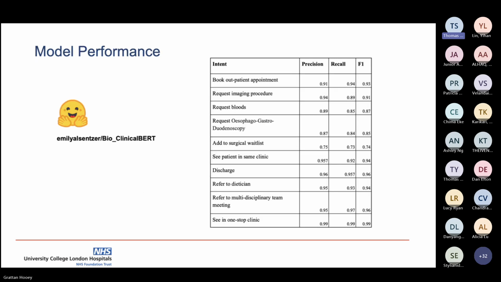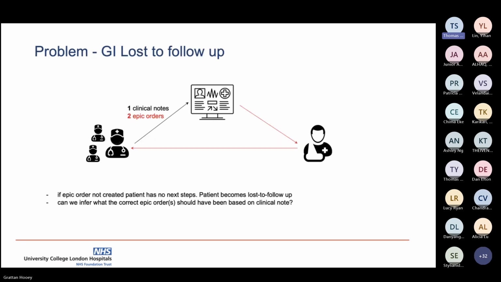So what we've developed is an NLP model which sits in between that step, and it's constantly scanning the notes to figure out if the clinician has intended to do anything, and if it's intended to do something, we make a check against the hospital record to see if that order was created or not. If there's a disparity, we can raise an alert with the operational staff.